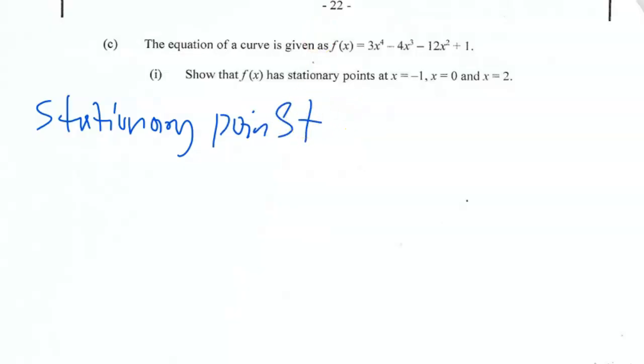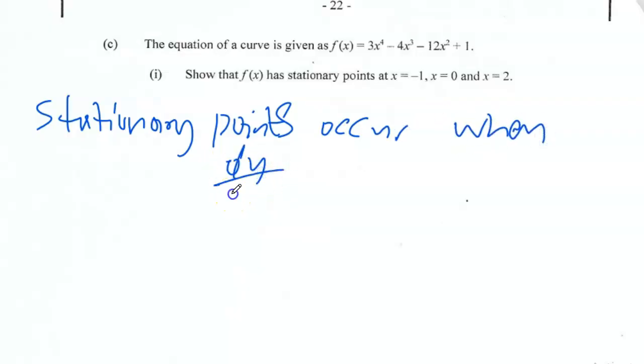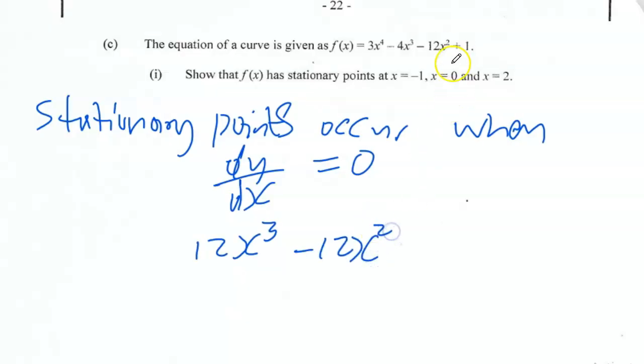Stationary points, that's not how we spell points. So stationary points occur when, of course, dy by dx is equal to 0. Now let's find dy by dx. Differentiating f of x, we get 4 times 3, that's 12, so 12x cubed minus 12x squared minus 24x equal to 0. So that's dy by dx.